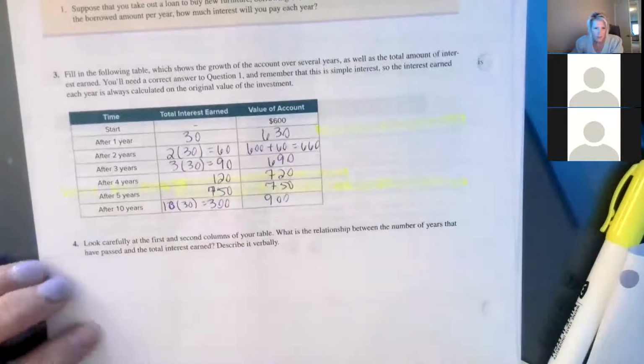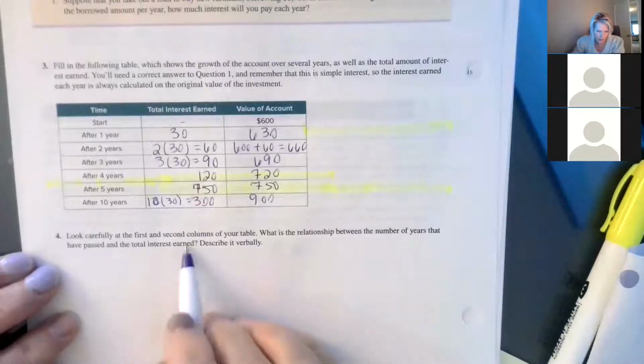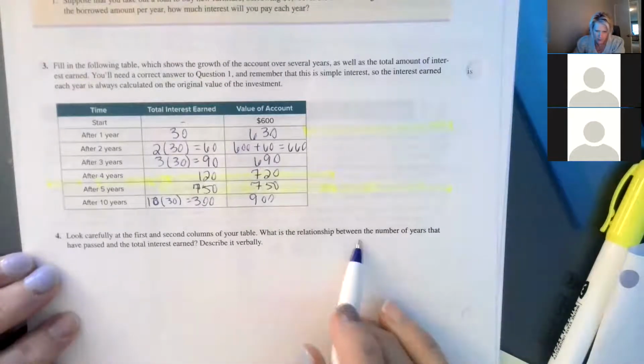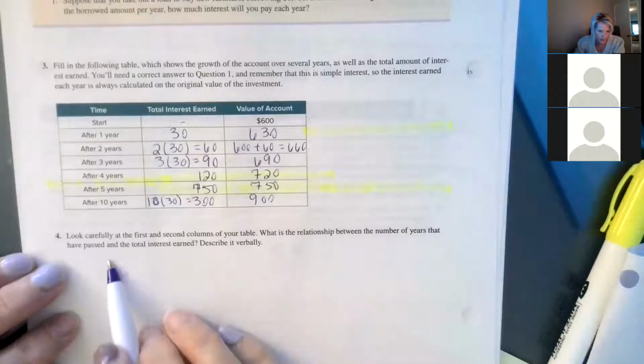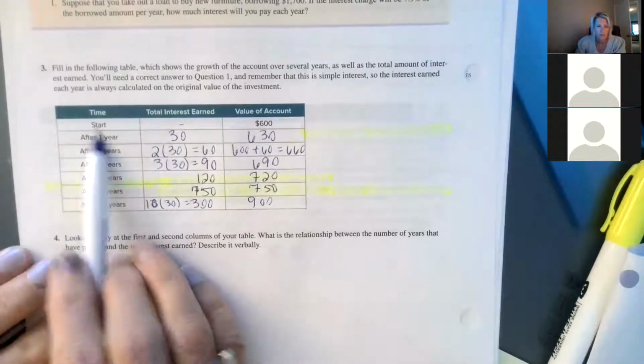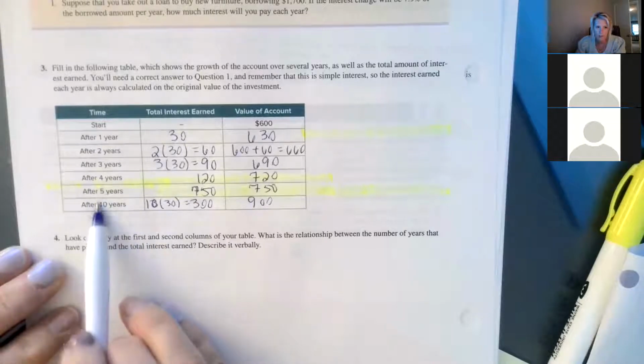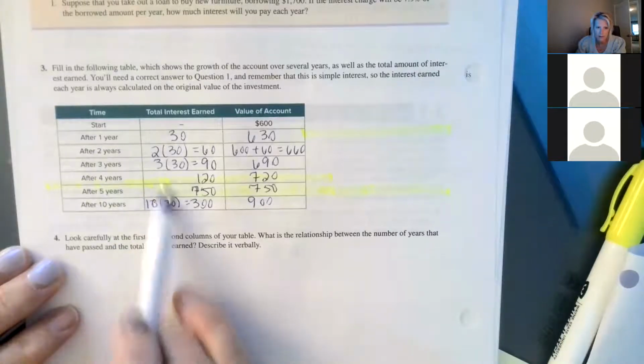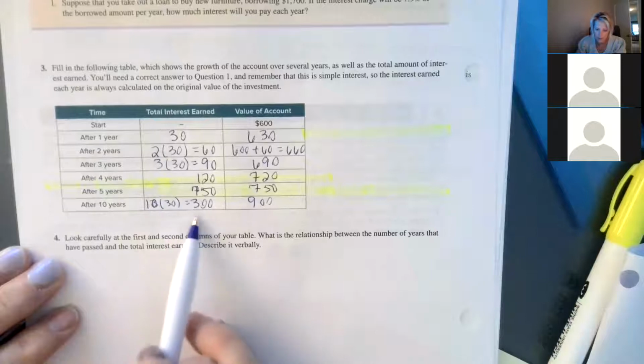Okay. So it says, look carefully at the first and second columns of your table. What is the relationship between the number of years that have passed and the total interest earned? I kind of wrote it out like that. For every year that had passed, that was a multiple of 30 that was in our account.